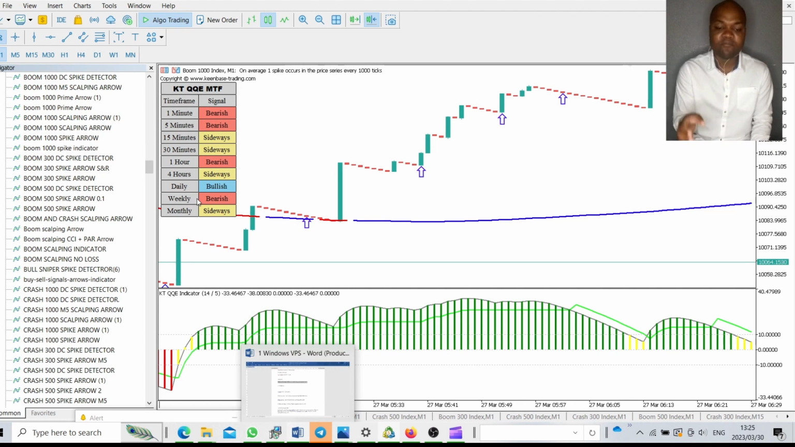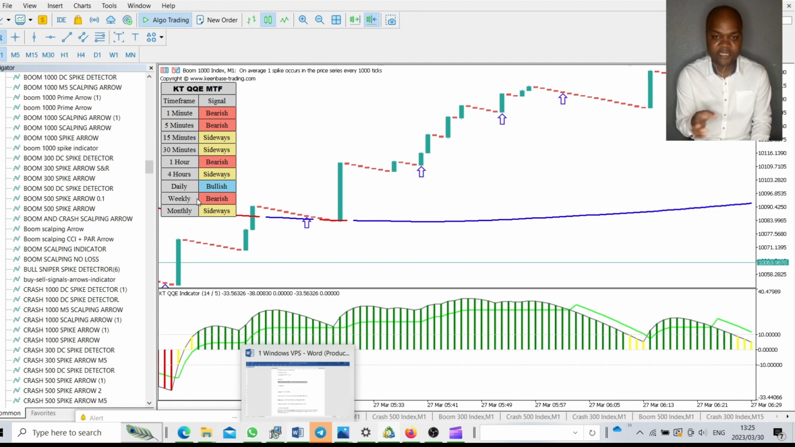So this is how best you can get an accurate signal. We have updated our spike arrow, and we now call it the DC spike detector.